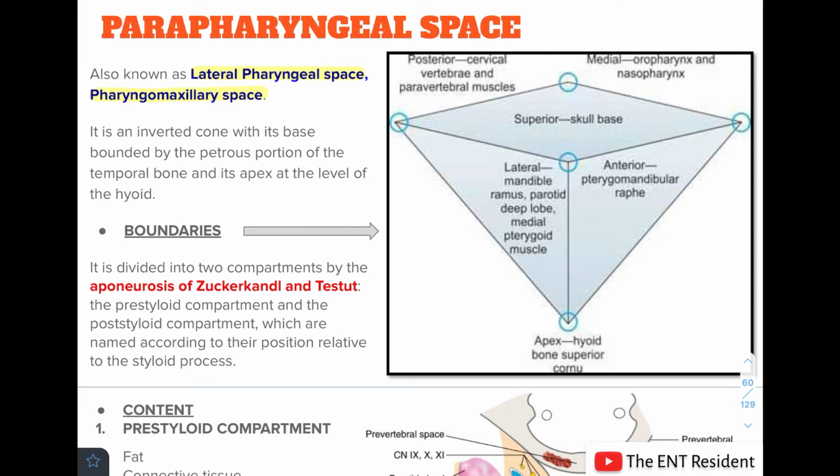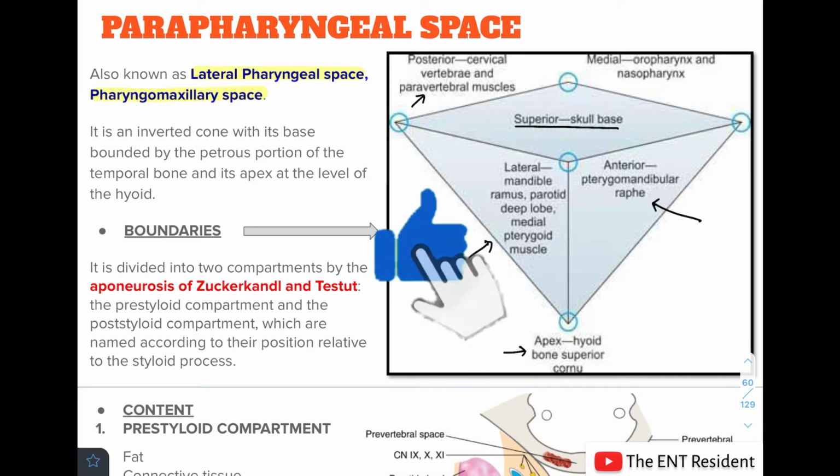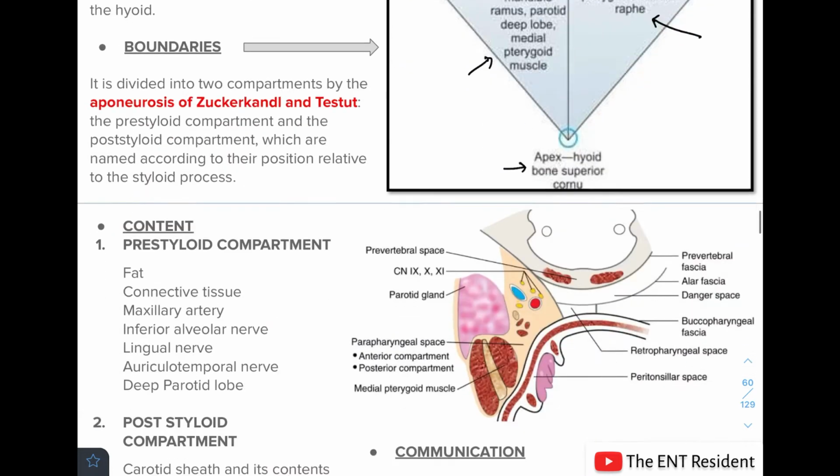Before we go into the compartments, first we will talk about the boundaries. Superiorly it is limited by the skull base. Inferiorly it forms the apex at the hyoid bone. Posteriorly it is lined by the cervical vertebra and the paravertebral muscle, anteriorly by the pterygomandibular raphe, laterally by the mandibular ramus, parotid deep lobe and medial pterygoid muscle, and medially by the oropharynx and the nasopharynx.